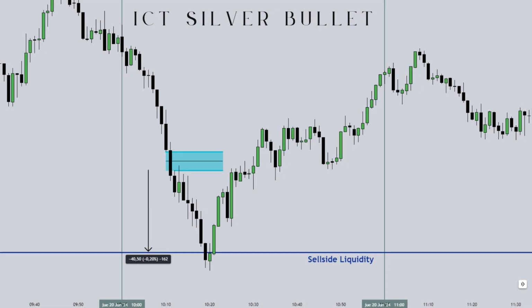This is a clear example of the ICT Silver Bullet that I personally used to get my last account funded. As you can see, price displaced lower towards a clear draw on liquidity, which was an obvious sell-side liquidity pool.